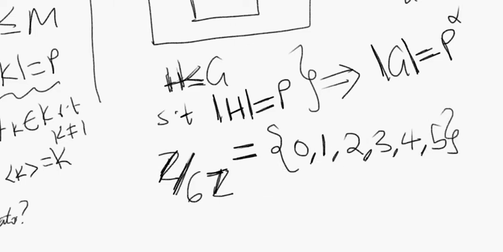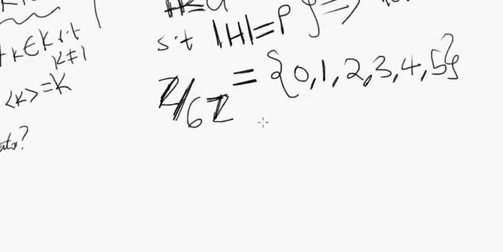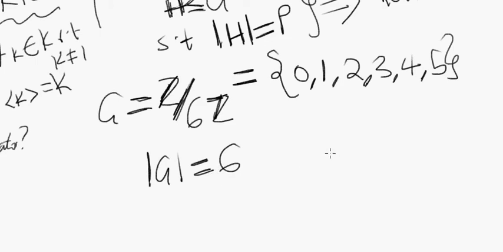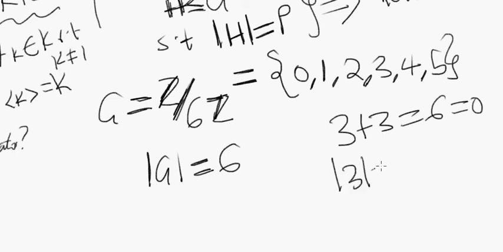So let's see. Let's call this group G. What's the order of G? How many elements are in the group G? Are there 6 of them? Well, can we find some subgroup of prime order? Is there any element here of order 2? So what's 3 plus 3? Isn't that 6? But what's 6 mod 6? Isn't that 0? Okay, so is the order of 3 equal to 2?